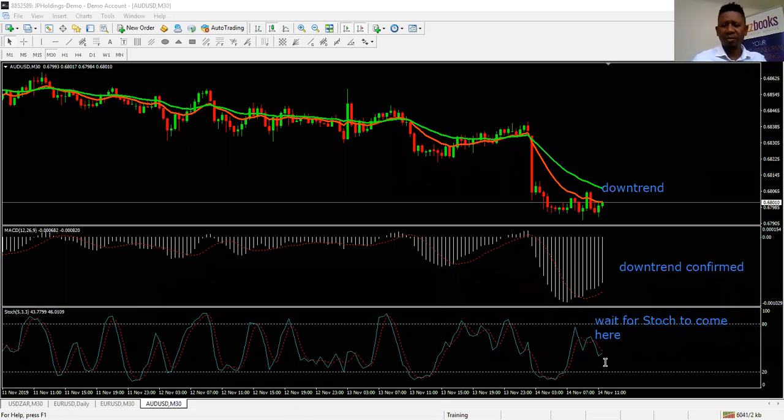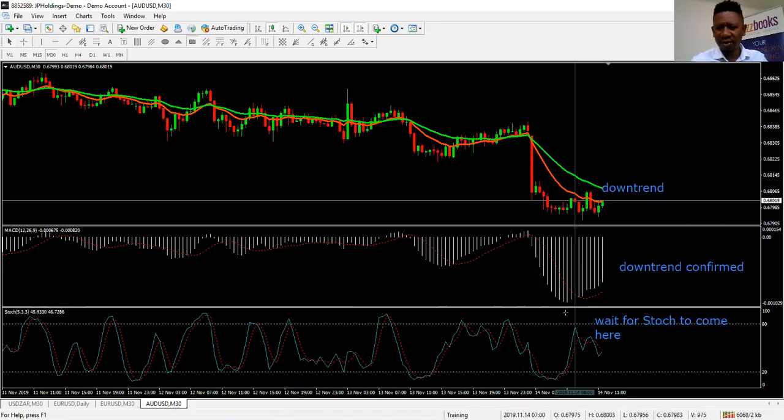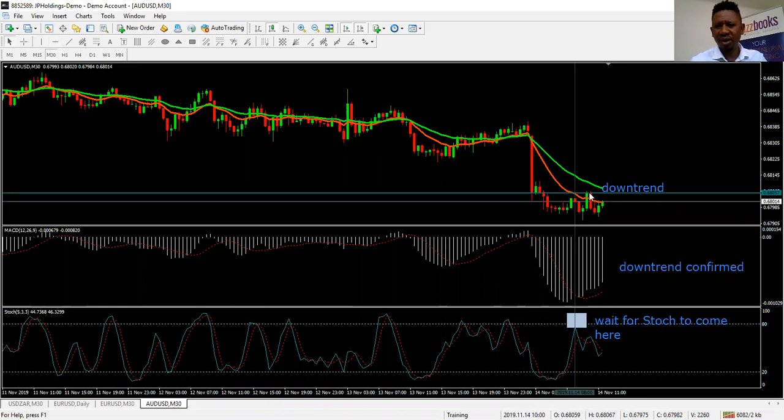Right, and I think that's what happened. Let's do it again. So in a downtrend confirmed, you can see what these guys were doing. Why did the market sell so heavily? It was because when the stochastics was overbought, when it came to these levels here, they then sold, and it was just about when the price was somewhere there.